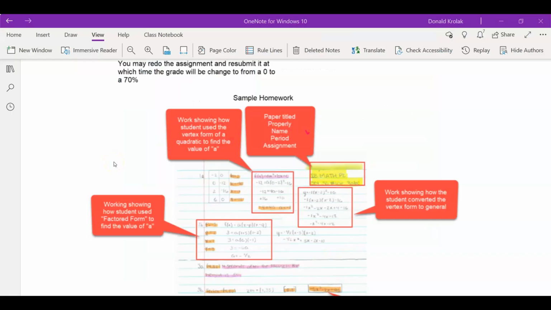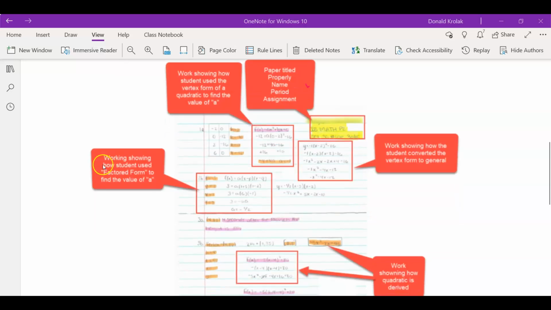So back to this sample paper. That student shows the values of h, k, x, and y, which is just like in that example. Then right here in this box, they demonstrated how they found the value of a, and then they took the value of a, put it into the vertex form, then expanded vertex form, and got it into general form. So that's an example of showing your work on how you arrived at the answer in general form.